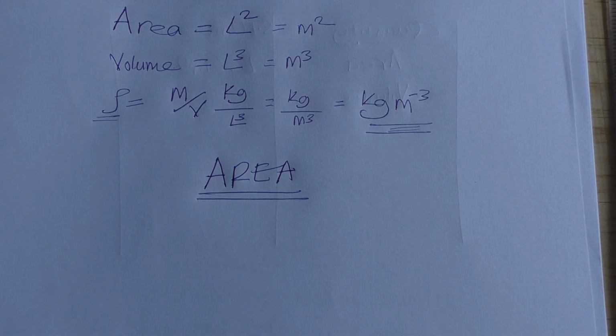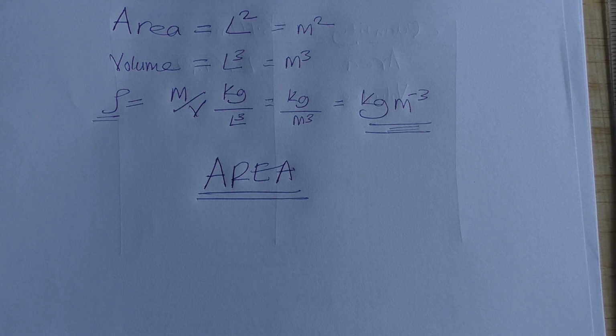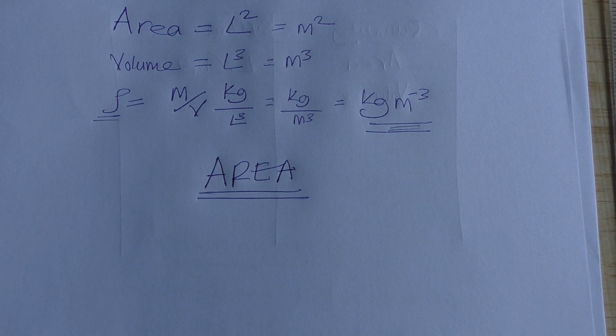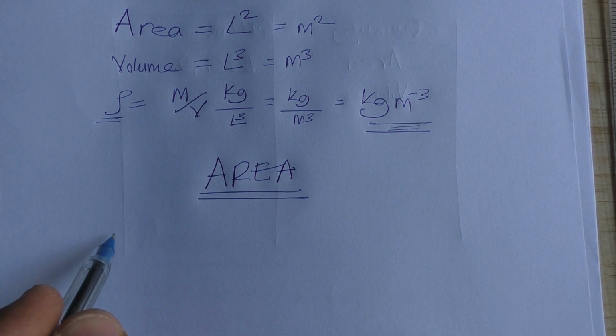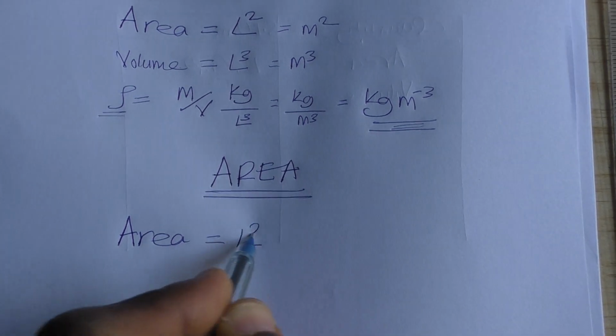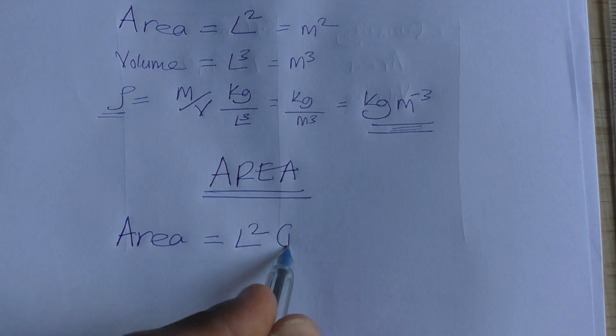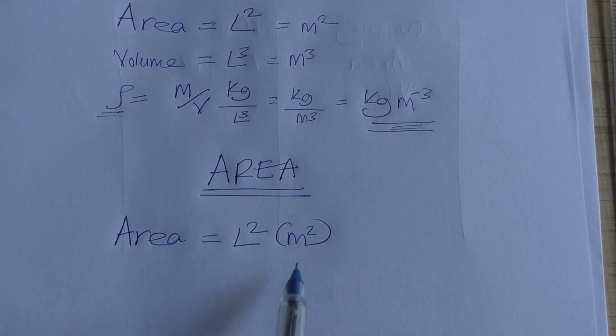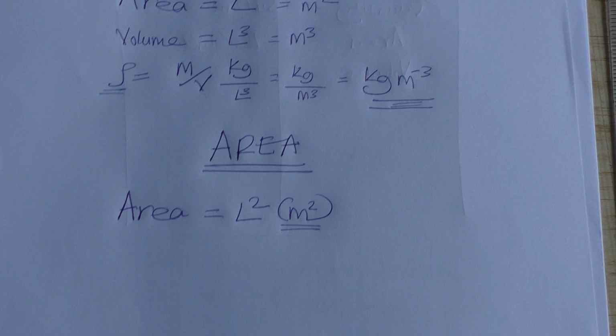Area is defined as a measure of size of a surface. Area is the measure of size of a surface, and its SI unit is meters squared. Since area is given by length squared, therefore it is in meters squared. So this is its SI unit.